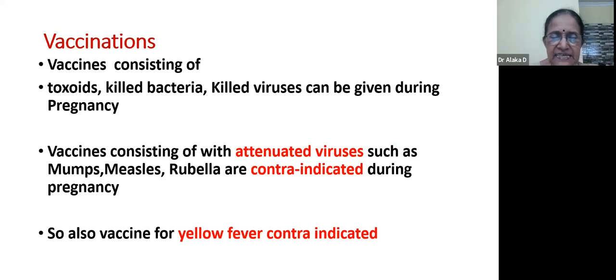But vaccines consisting of attenuated viruses, because attenuated, still they are live viruses. They are attenuated in their infectivity, but they are still live viruses. So attenuated viruses such as mumps, measles, rubella are contraindicated during pregnancy. So also vaccine for yellow fever is contraindicated.